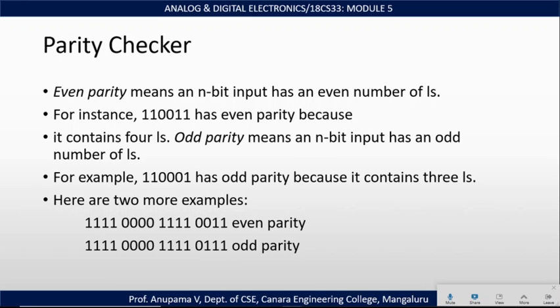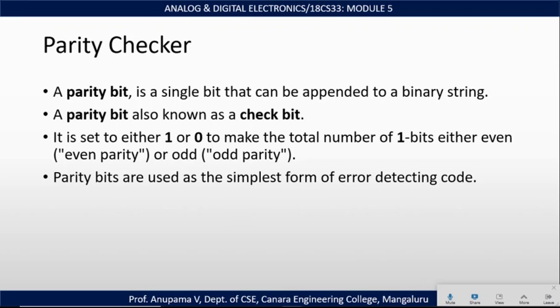A parity bit is a single bit that can be appended to a binary string or sequence. A parity bit is also known as check bit. What is the use of parity bit? In its simplest form, parity bit is used to detect the error, that is 1 bit error in the given sequence of number.